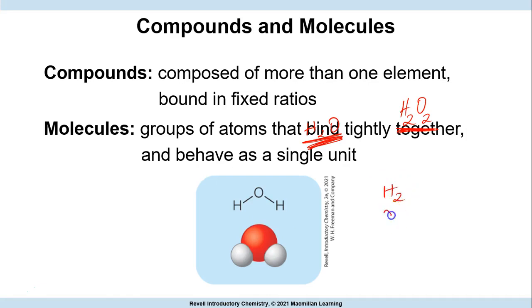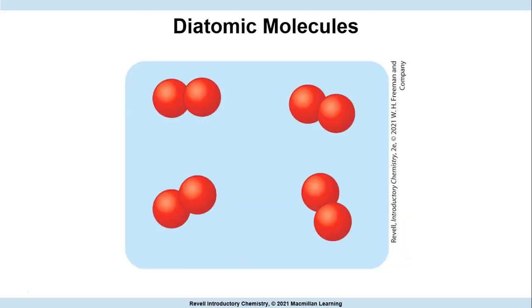Another example is chlorine. So all of these are molecules. Another example is bromine. Another example, you have the water molecule. So there are groups of atoms that bind tightly together and they behave as a single unit. Now, these are diatomic molecules.